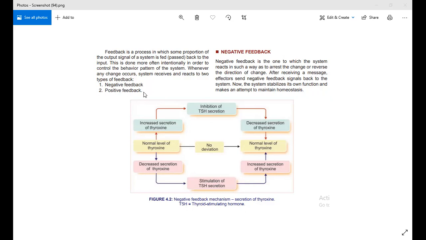But in a positive feedback, I'm going to share my screen again to show you a positive feedback. In a positive feedback, we do not have a negative effect. We have a positive effect. Let me try to show you an example of a positive feedback. Share screen.